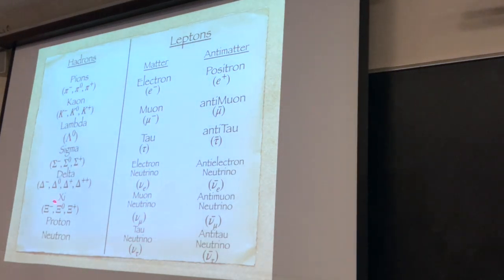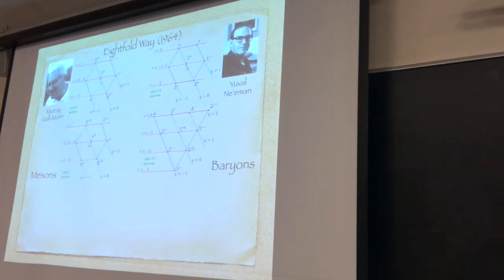These hadrons over here, like I said, they're actually made up of different particles as well. The protons and neutrons are part of those, so they're made up of smaller particles in there. And it wasn't until 1964 that Murray Gell-Mann and Yuval Ne'eman, if I pronounced that correctly, developed a way to figure out what these must be made out of, which is called the eightfold way. They basically categorize things based on their spin.